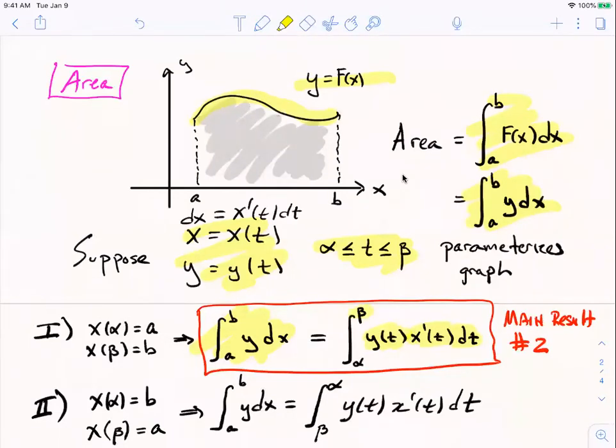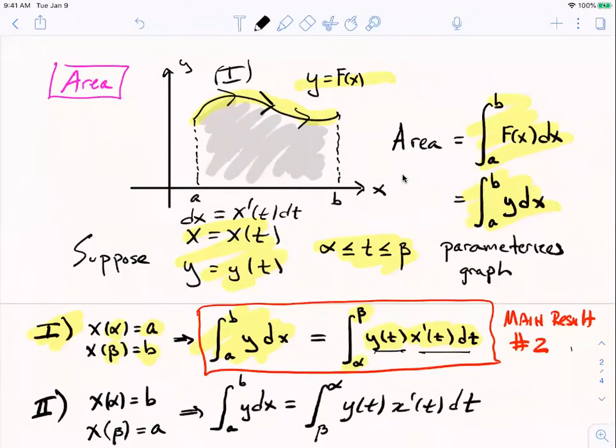And then what about these new limits of integration? One possible case is that when t is alpha, x is a, and when t is beta, x is b. In that case, this curve would get swept out in the left to right direction, and this thing gives us the area. That's our second and final main result. If you want to find the area of a curve that's given parametrically, and it's swept out from left to right as the parameter increases, then you calculate it by integrating y times x prime of t dt.